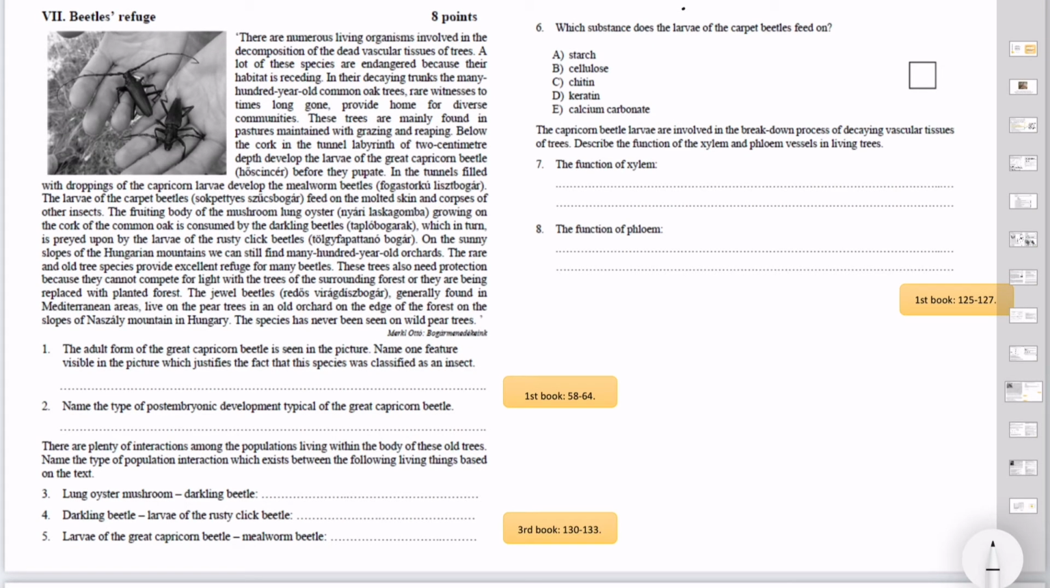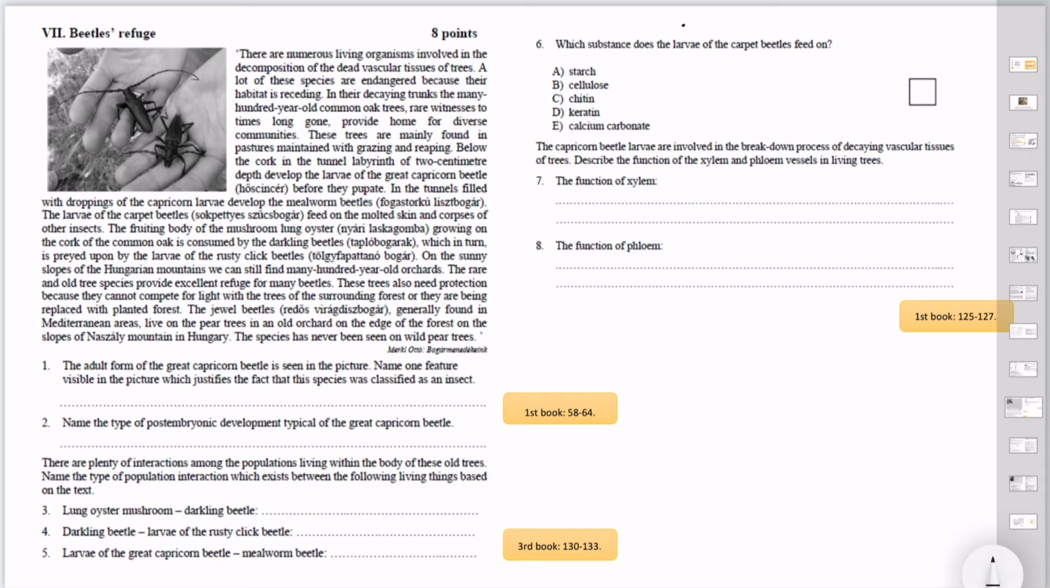On the sunny slopes of the Hungarian mountains, we can still find many hundred-year-old orchards. The rare and old tree species provide excellent refuge for many beetles. These trees also need protection because they cannot compete for light with the trees of the surrounding forest, or they are being replaced with planted forest. The jewel beetles, generally found in the Mediterranean areas, live on the pear trees in an old orchard on the edge of the forest on the slopes of Nasai Mountain in Hungary. The species has never been seen on wide pear trees.